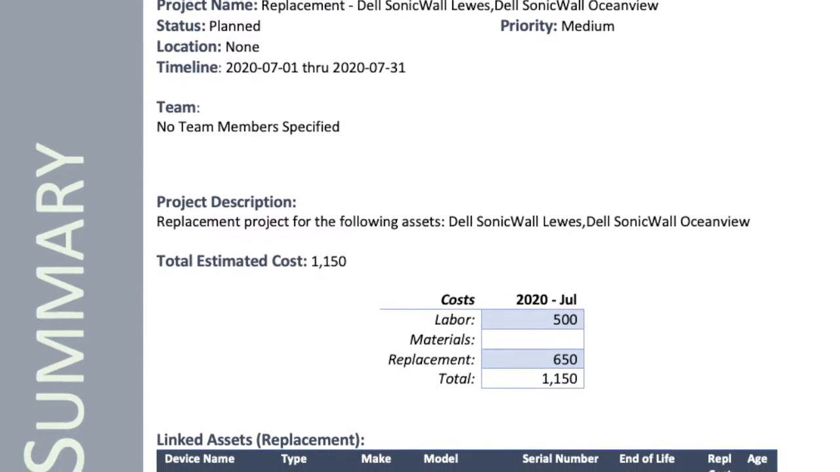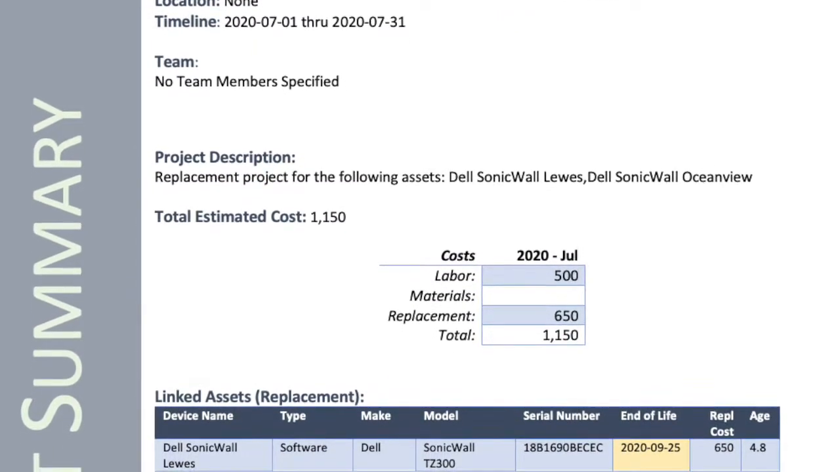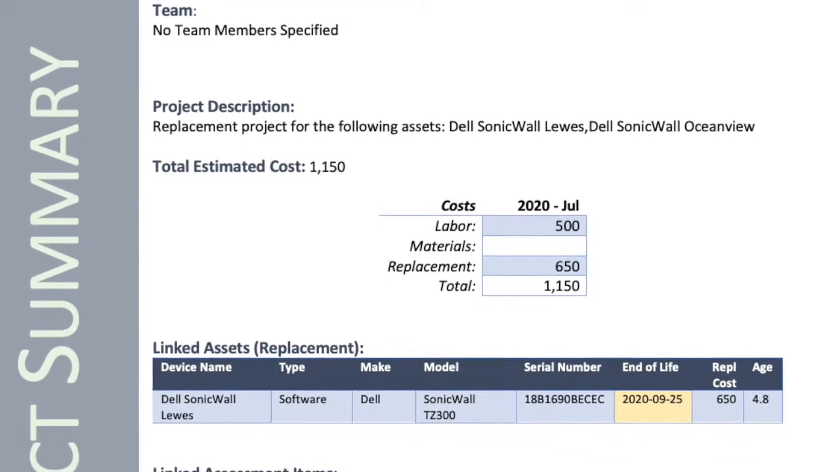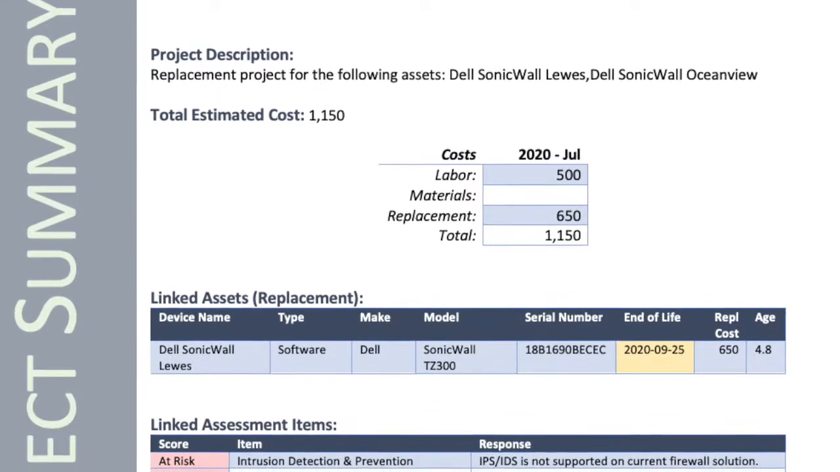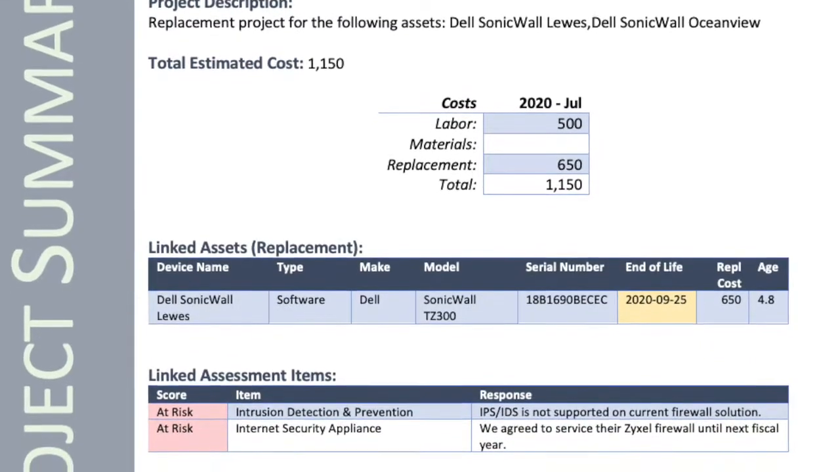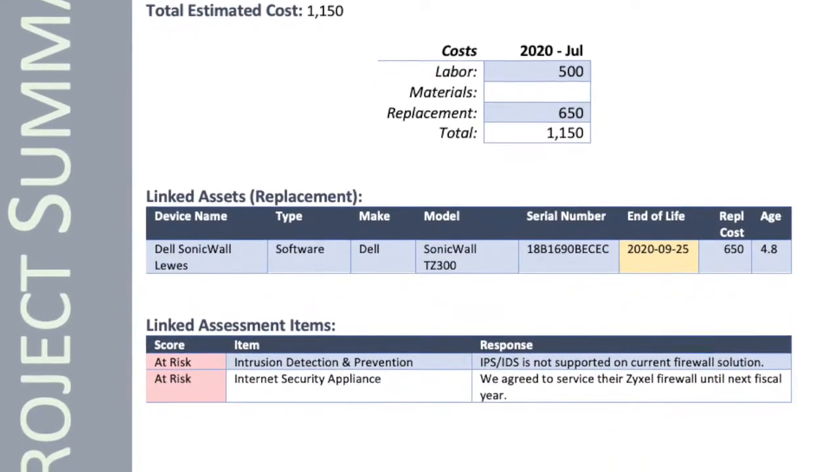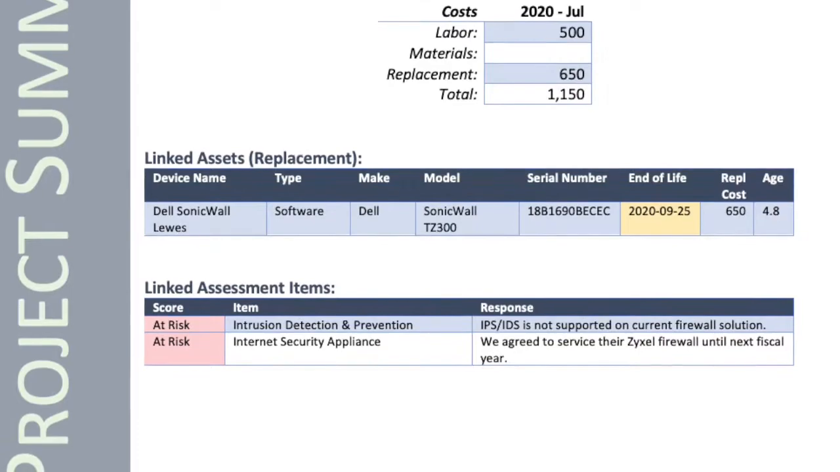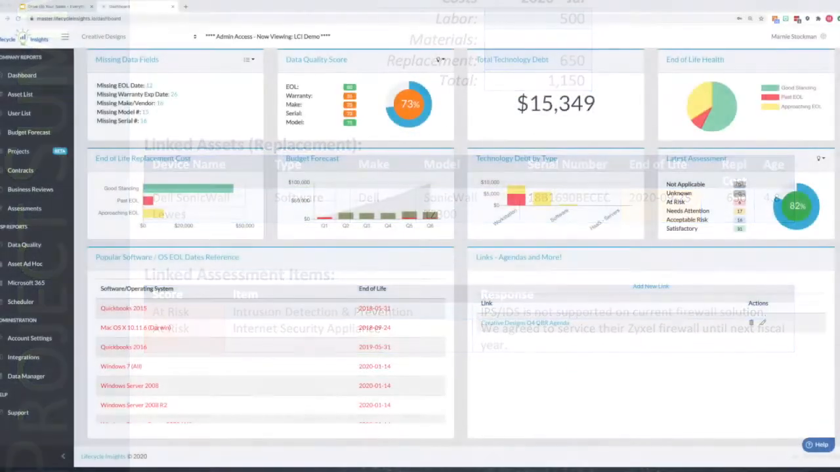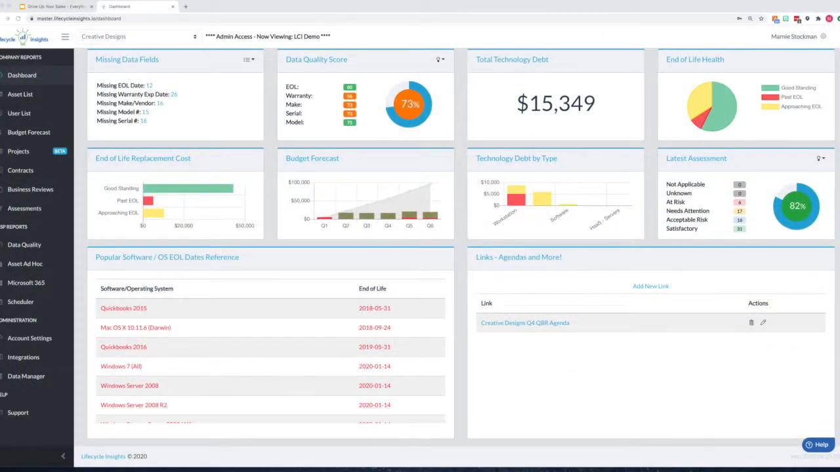We are excited to release our project module to Lifecycle Insights. The power of projects is that it helps us align pain points for the client to their IT asset needs. This gives the justification for the expense and shows the planned projects right inside of the budget forecast or as a separate document detailing the project. Let's see how we get there.